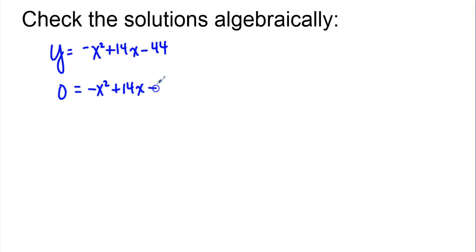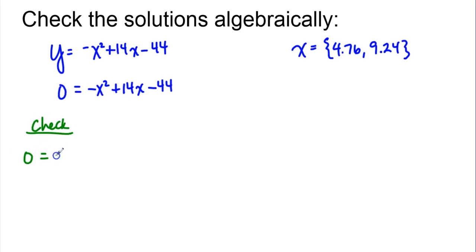All right, the last thing I need to do is I need to check these algebraically. So I can go back to either form of my equation. I'll go with the standard form. Okay, what I want to know is when the y value equals 0, because that's where my x-intercepts are, right, on the graph, where the y equals 0. So I'm going to make substitutions for those two values that I got. Remember, the two values that I got were, so I'm going to do a check by substitution.